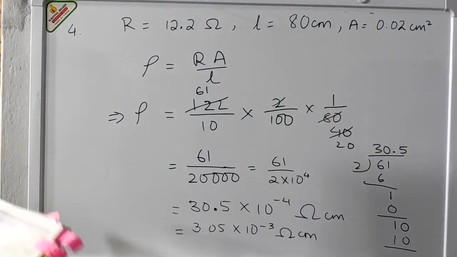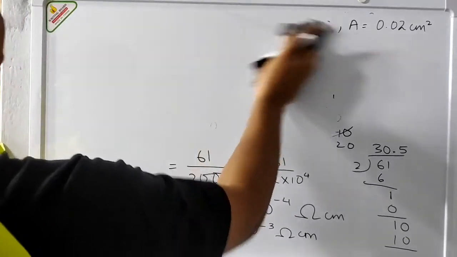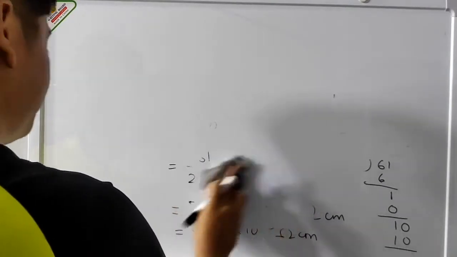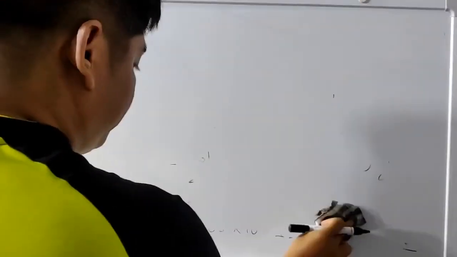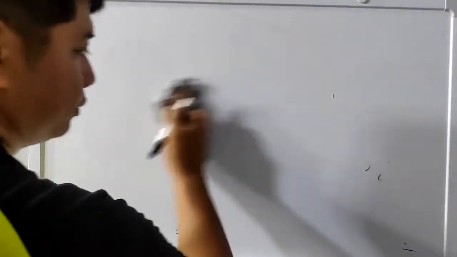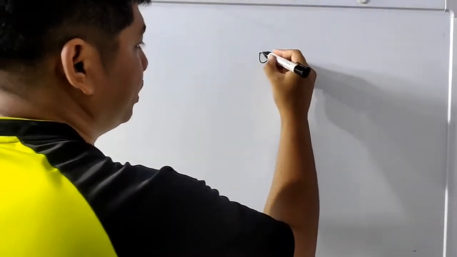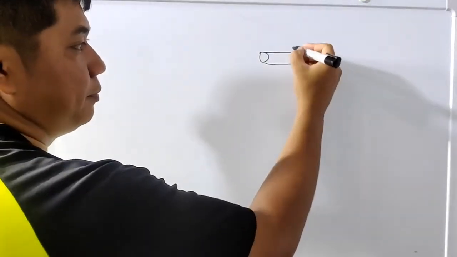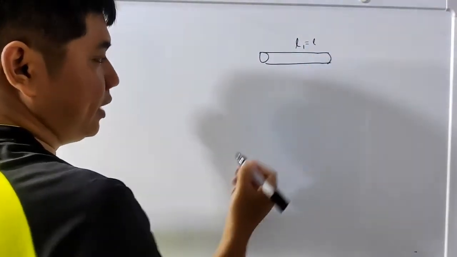Then the next question is question number 5. In this question, a piece of wire of length L is drawn by pulling it till its length becomes 2L. Compare the new resistance with the original value. Here we are given a wire of length L. Let the original length be L1. It is L. L1 is L.